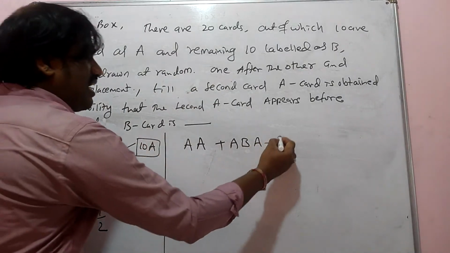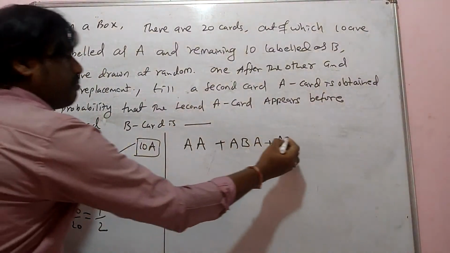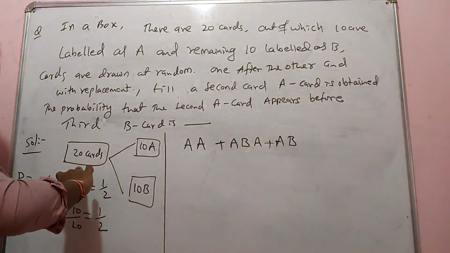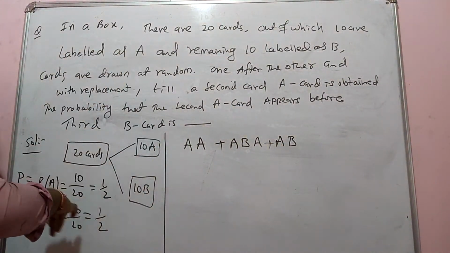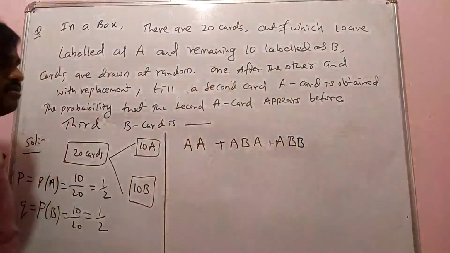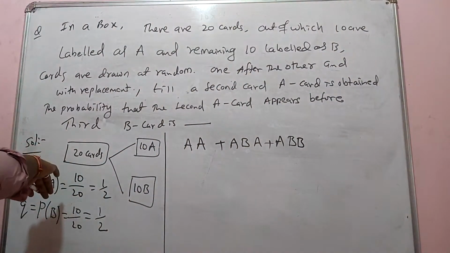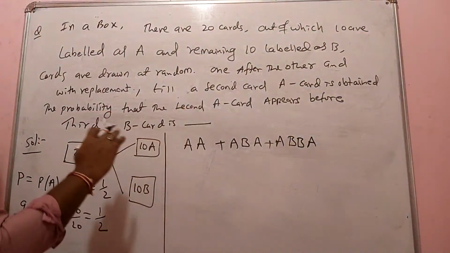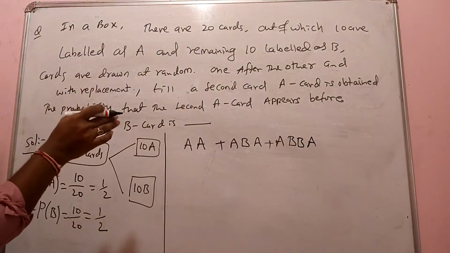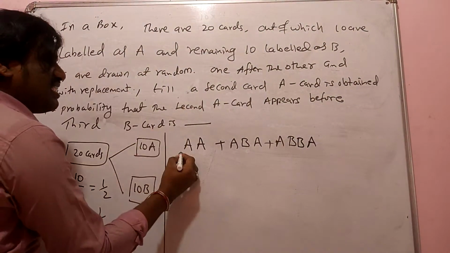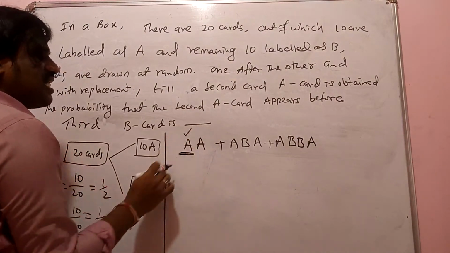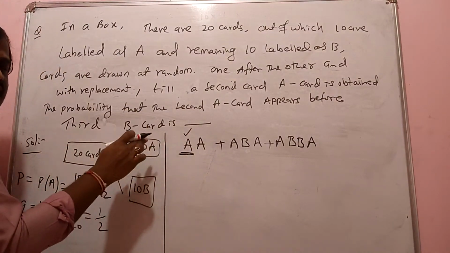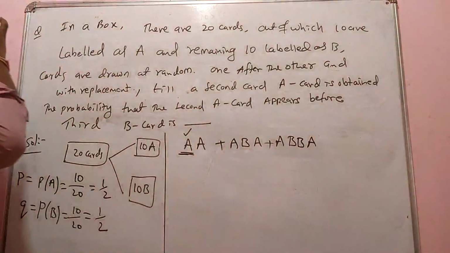Another way: I take the second card A, I got B, and then I took again and I got B. Then I'll go for another time, so another time I'll get A. So this is the possibility with A. If A starts the game, meaning A comes the first time, these are the possibilities I get.